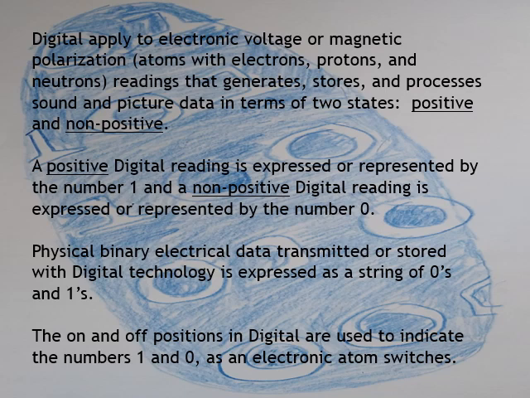The on and off positions in digital are used to indicate the numbers 1 and 0 as an electronic atom switches.